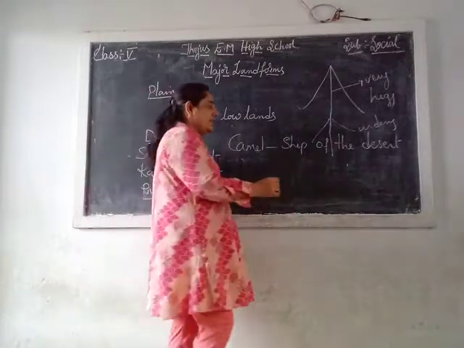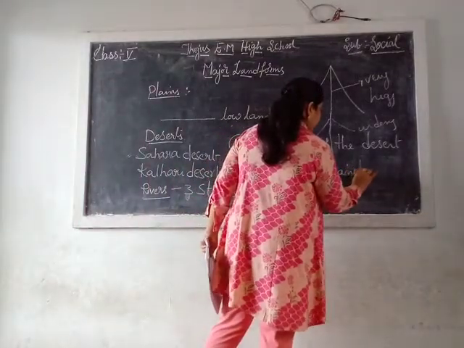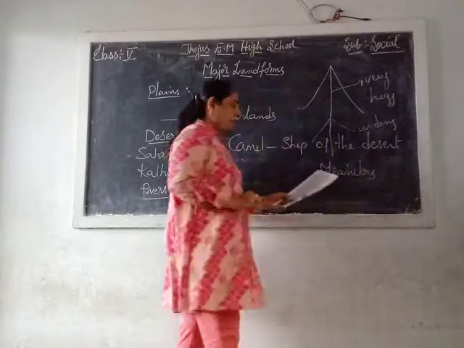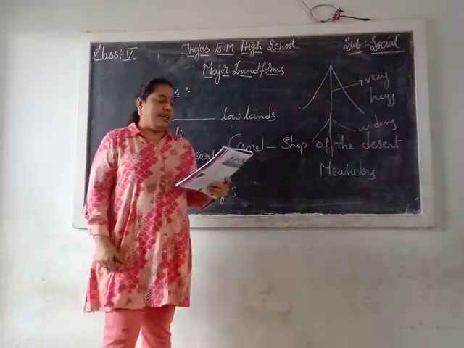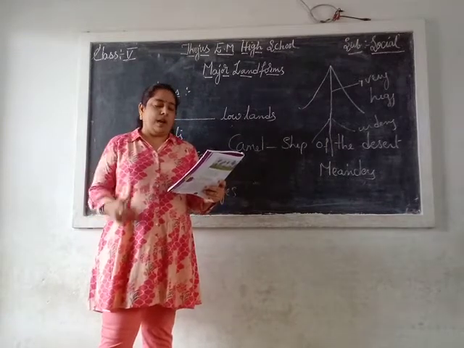What do we call it? Meanders. We call it meanders. River Ganga, for example, has a meandering course between Prayaga and Varanasi.